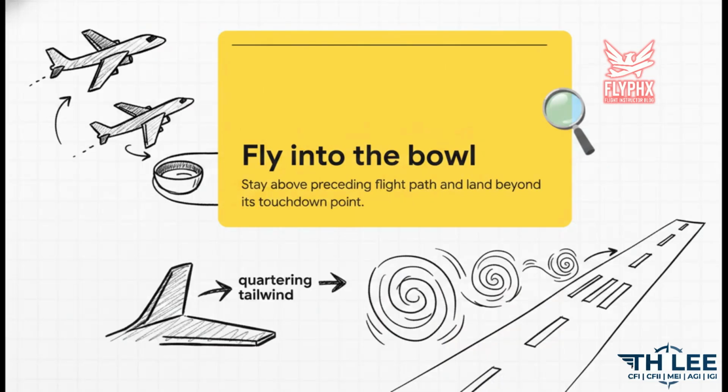So, what's the game plan? How do you avoid it? Well, your best defense is a strategy we call flying into the bowl. This basically means you stay above the preceding aircraft's flight path, and you make sure to touch down well beyond its touchdown point. But listen, you have to remain hyper-vigilant if there's a quartering tailwind. A quartering tailwind is basically the most dangerous condition here because it can literally blow a lingering vortex directly into your flight path or push it right onto a parallel runway.